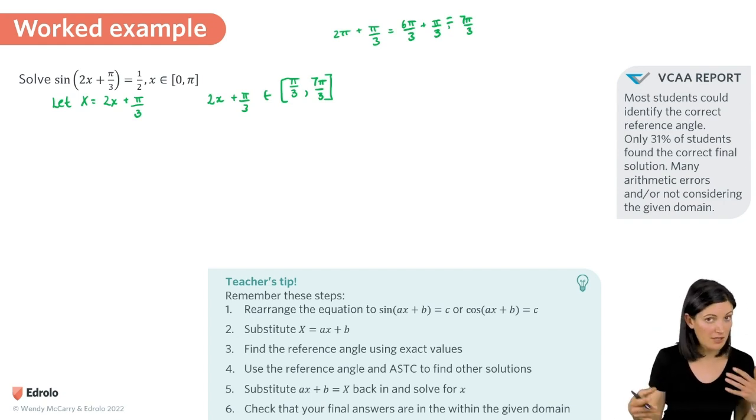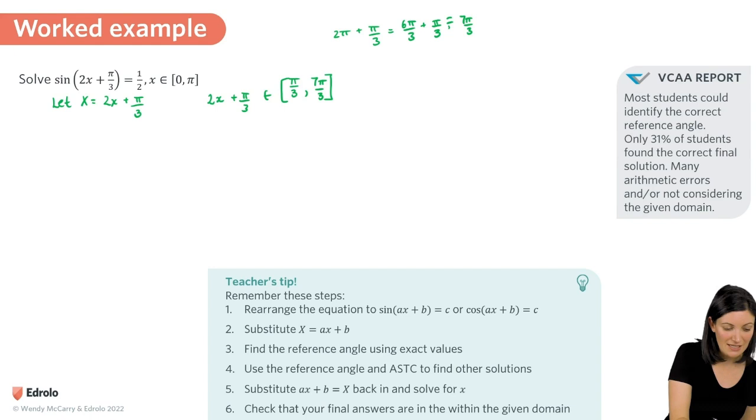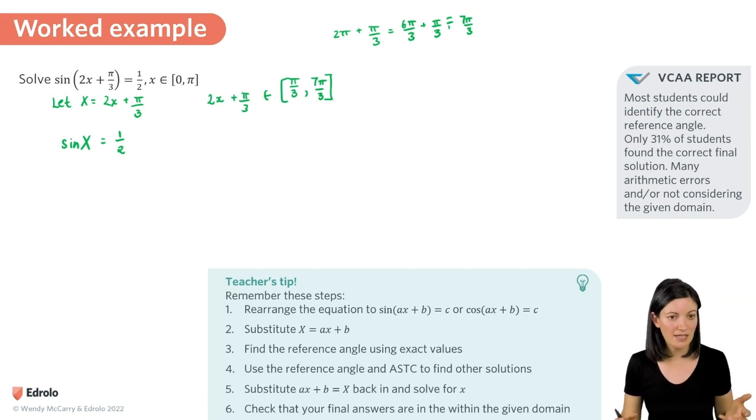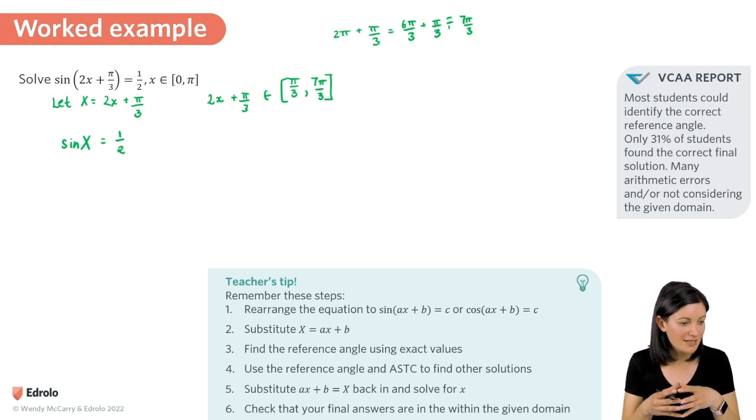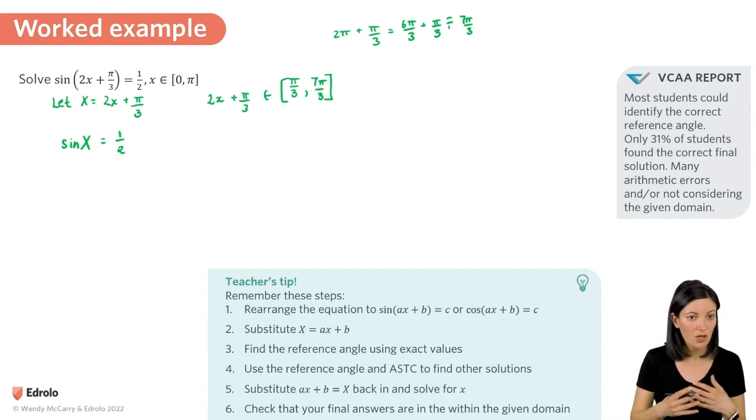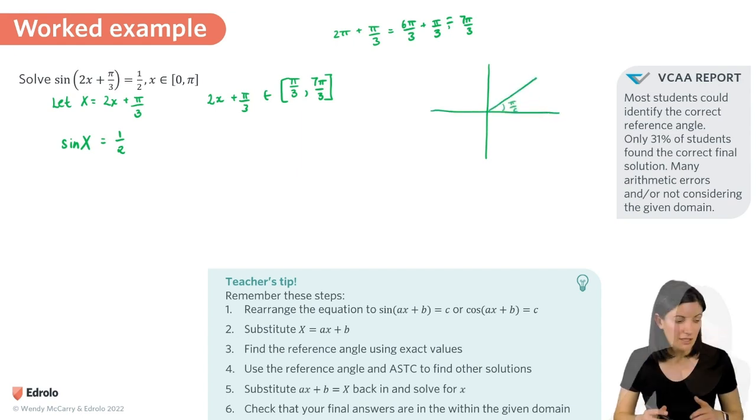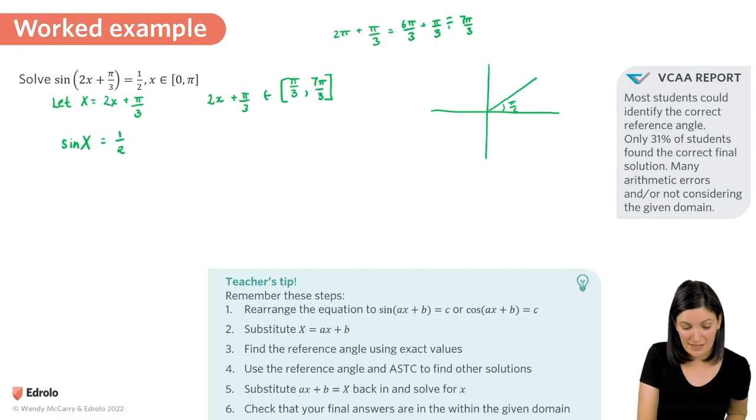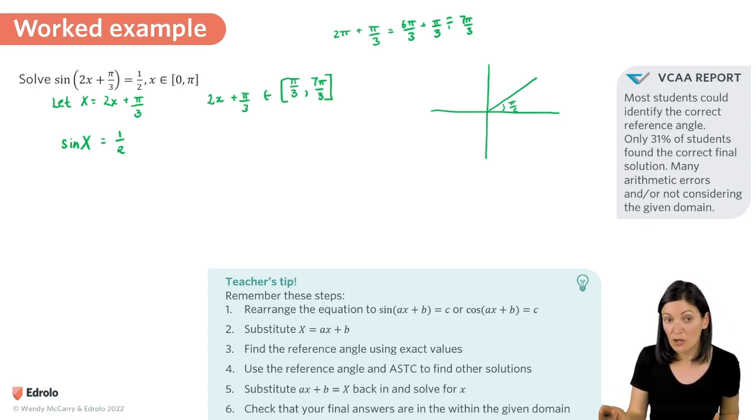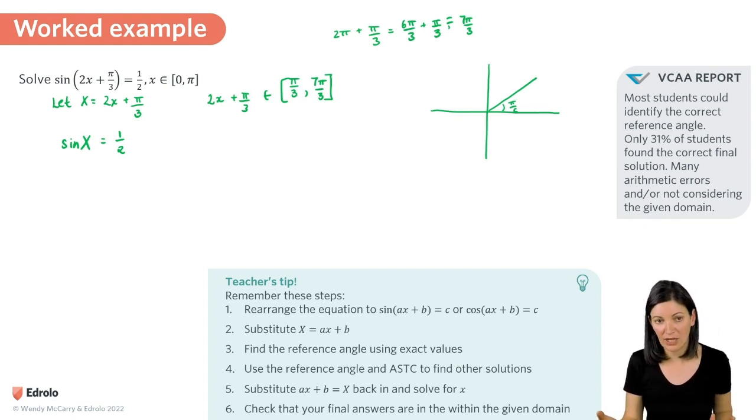Once we've done this replacement, it's quite a nice, easy little equation here. We just have sine of big X is equal to a half. So let's think about, first of all, where is sine of x equal to a half? Knowing your exact values, you should know that your first solution there would be pi on 6. So let's draw that angle in here, pi on 6. Now, the problem here is that pi on 6 is actually outside of our domain.